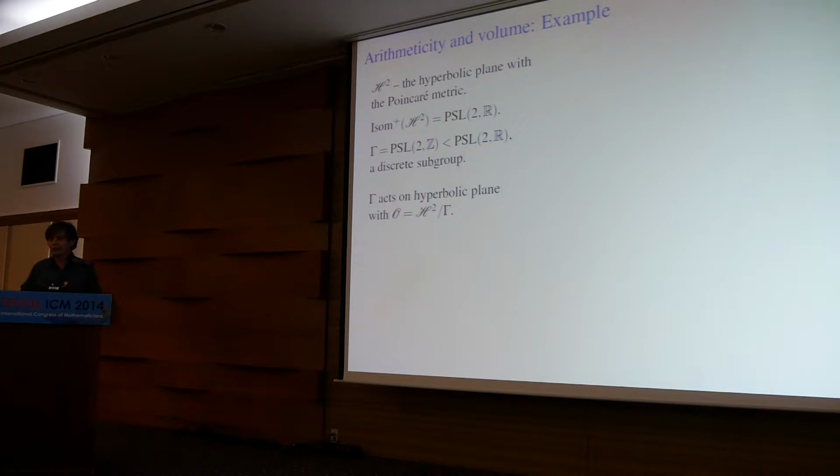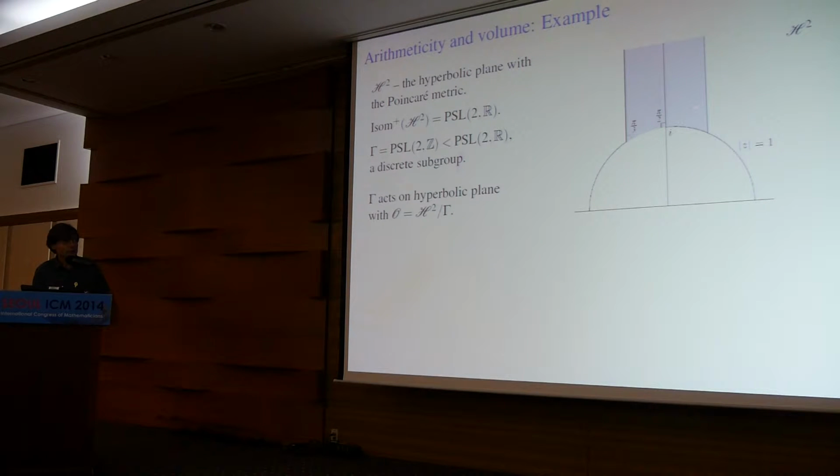Now I need to tell you what this arithmetic is. I will start with an example. It's very classical. So look at the hyperbolic plane and look at the modular group. It's the group of 2 by 2 matrices with determinant 1 and integral coefficients. It's obviously a discrete subgroup of the group of isometries. What is less obvious but well known is that it has finite covolume.